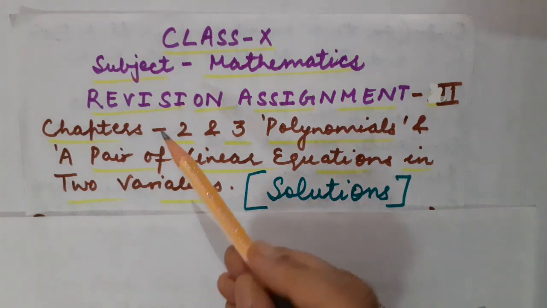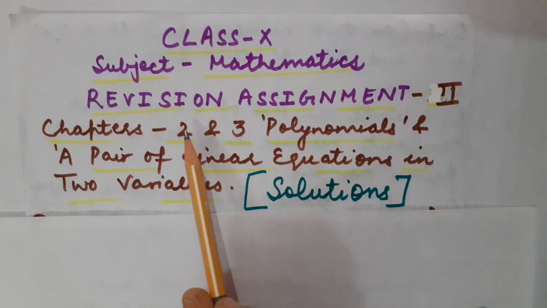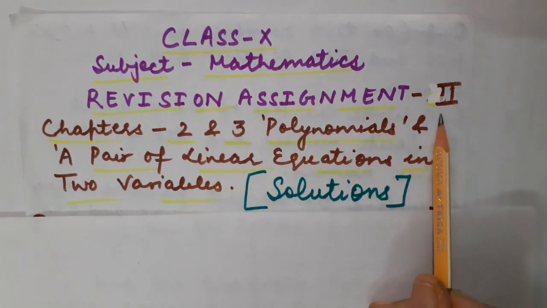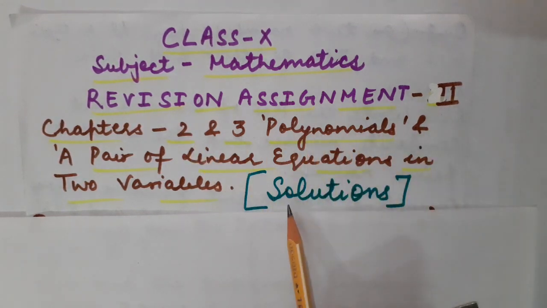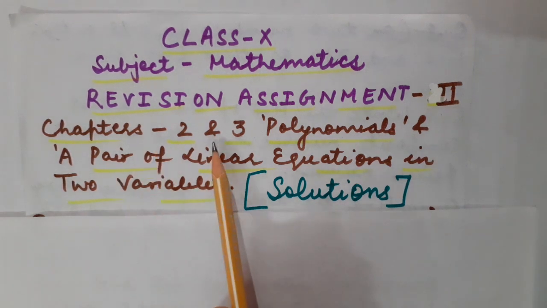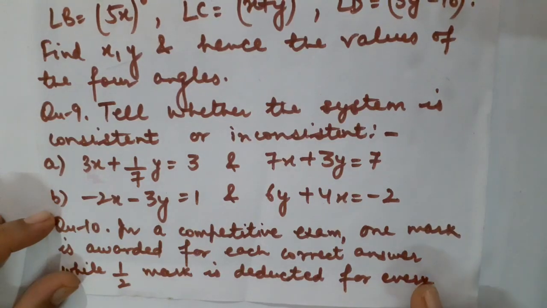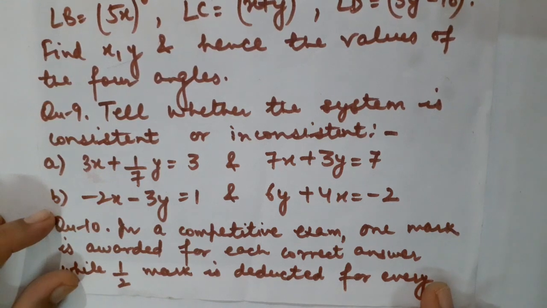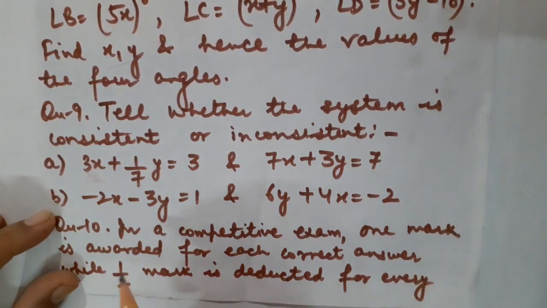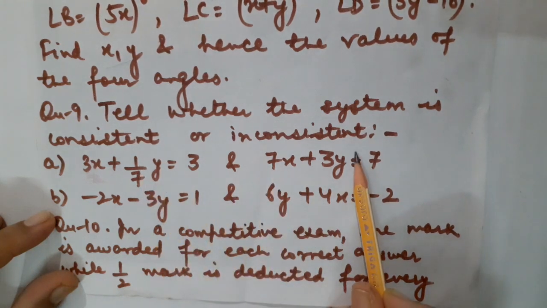So let us start. This is class 10th, subject mathematics, revision assignment number 2. Solutions I am going to discuss of question number 9 to 14 of chapter number 2 as well as chapter number 3. So here is question number 9 of revision assignment 2. Tell whether the system is consistent or inconsistent.